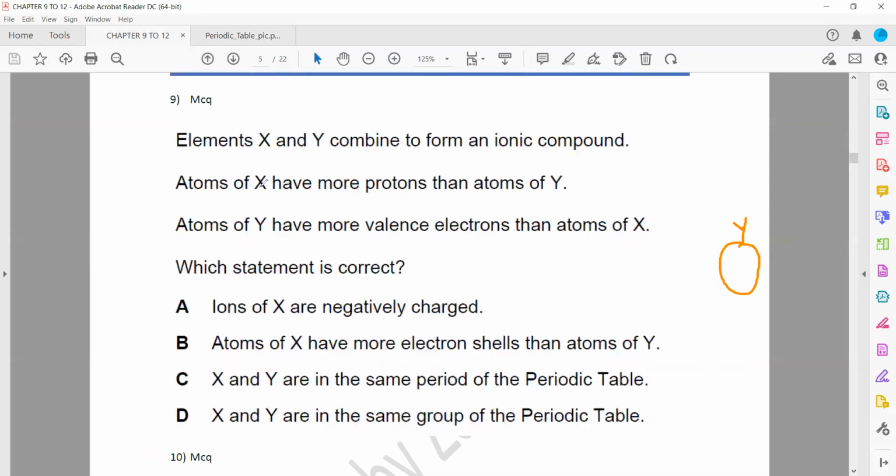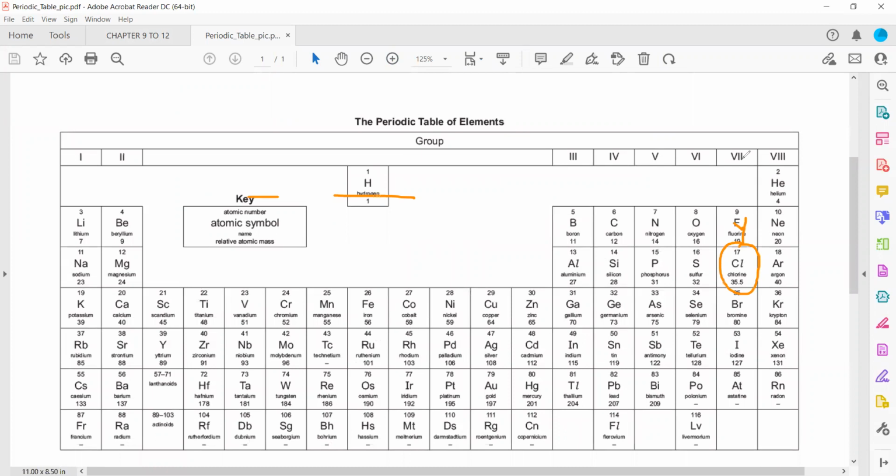In the first statement, they say X has more protons. So when the proton number increases, like here we have the non-metal, and on the left-hand side we will find metals. As the proton number increases, the next metal will be in another period. Because if the metal has a proton number less than the non-metal, then it will be in the same period. But if it has more protons, it will be in the next period, or the metal will have more shells than the non-metal.